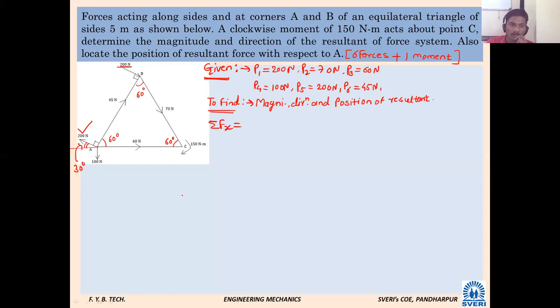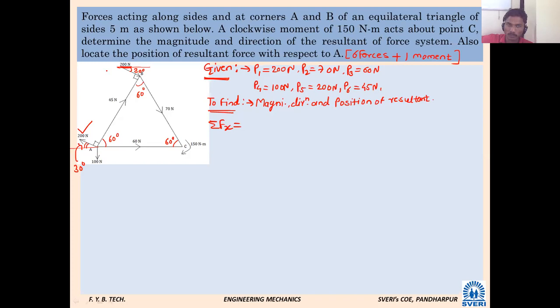Are these two forces parallel to each other? 30 degree parallel. These are parallel forces. Means this force also would have made how much angle with horizontal? 30 degrees. It would have made 30 degrees.